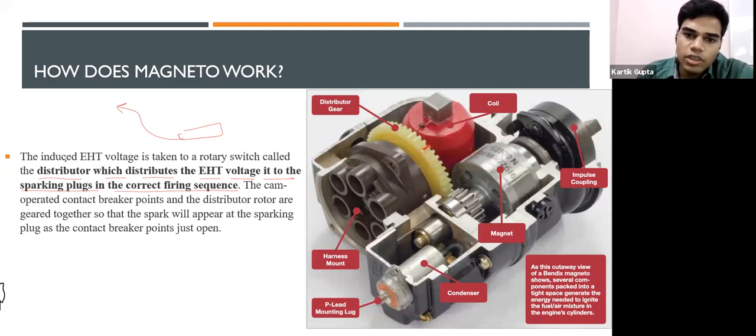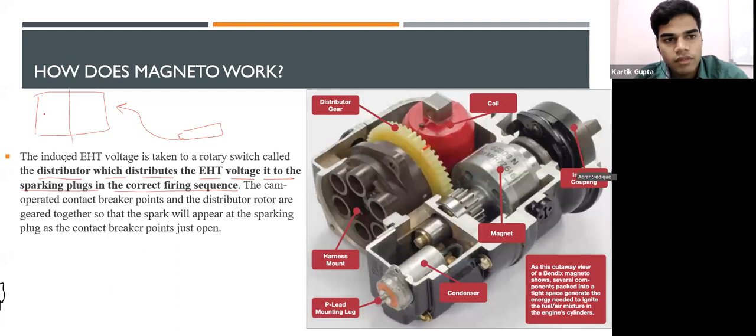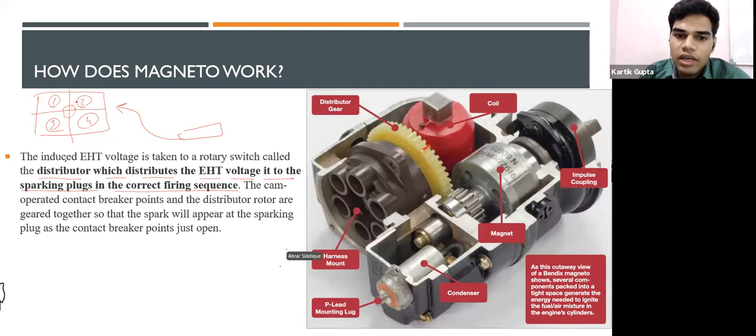You can see what the distributor does. It distributes according to the requirement of the cycle. Suppose you have a four-cylinder engine. The distributor's job is to send the spark to whichever cylinder requires it. If, let's say, the third cylinder requires a spark, the distributor immediately sends the signal to it. If the second requires it, then it goes to this one.